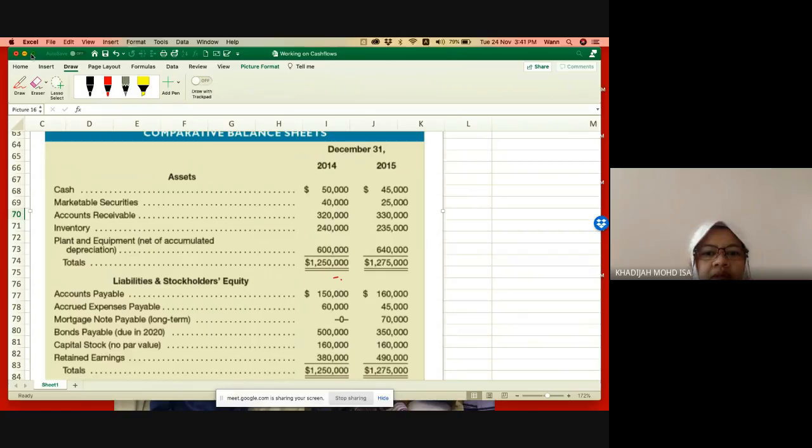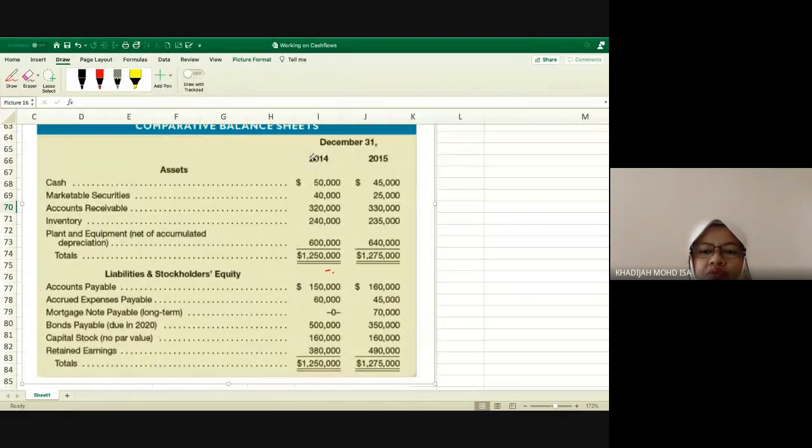Okay, right. So this is why I'm saying that now you have 2014 and 2015. So you have cash as your current asset, marketable securities is also your current asset, accounts receivable is your current asset, inventory is your current asset. But when you're talking about plant and equipment, this one is not your current asset. So this one will not fall under operating expenses. This one is part of your investing later.